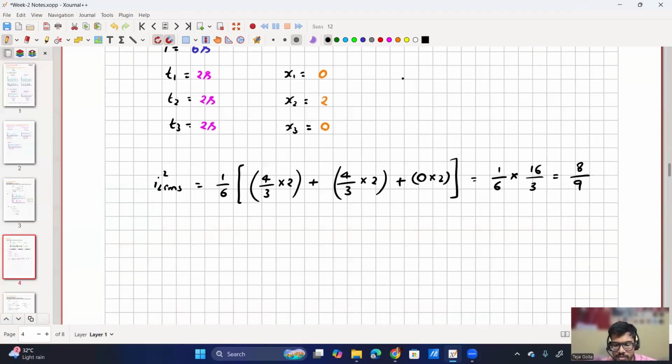I think someone might have missed the root. 2 root 2 by 3. Yes, so 2 by 3. Yeah, very good. So now you have to take the square root of this. So it will be 2 root 2 by 3. I am not solving for the value because that you can calculate.